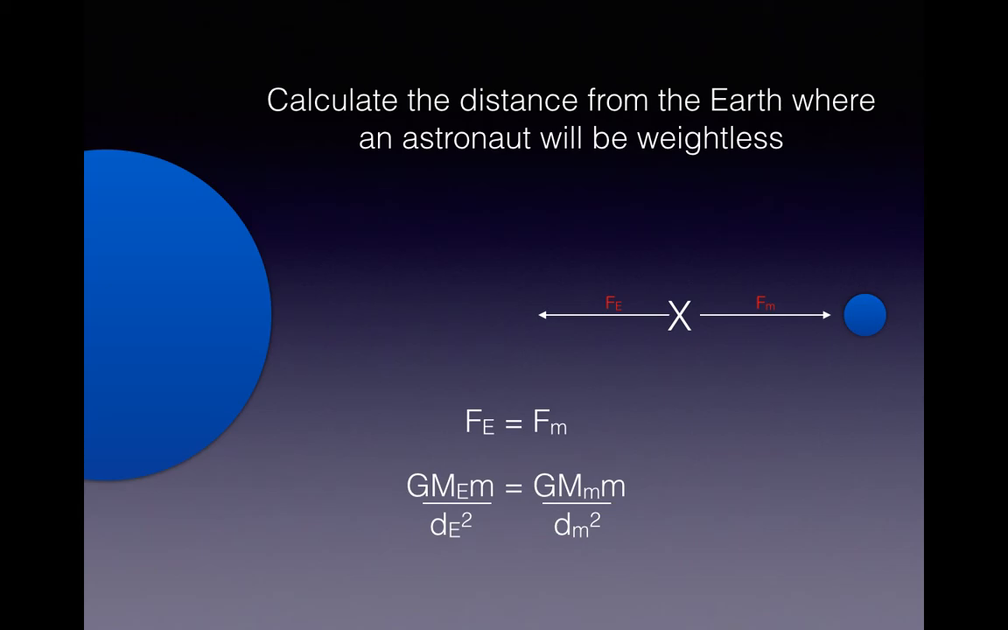Now, I'm going to get you to do that. What I suggest is finding out how far it is between the centre of the Earth and the centre of the moon. Call the distance between the centre of the Earth and the person x, and then the distance from the person to the moon will be the total distance between the Earth and the moon minus x. Fill those into the formula and work it out. And that's your homework.